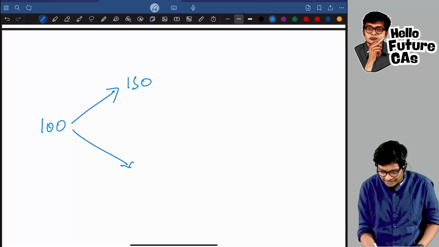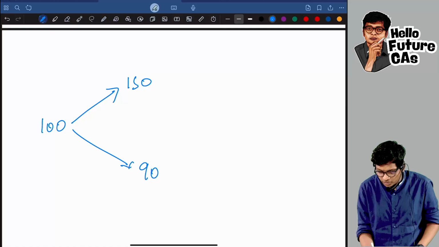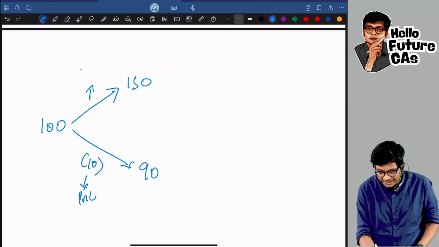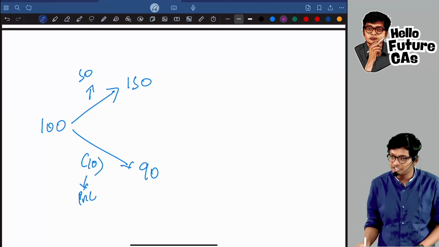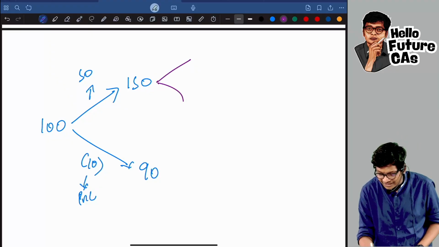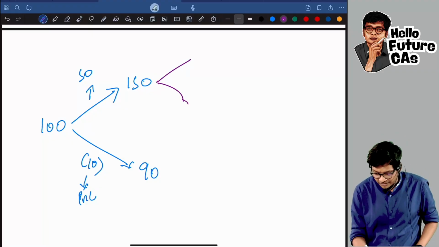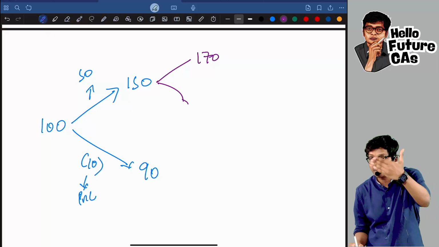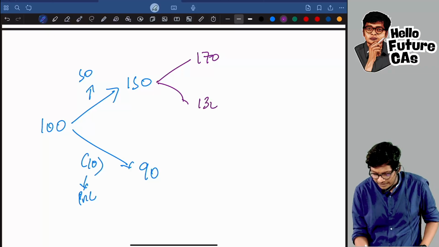If an asset is 100 and there is a downward revaluation to 90, what is my loss? 10 goes to my P&L, and the gain of 50 goes to my revaluation reserve. Now after this, 150 can again change. This 150 can become 170. Subsequently in future, 150 can again become 130. 150 can again become 90.